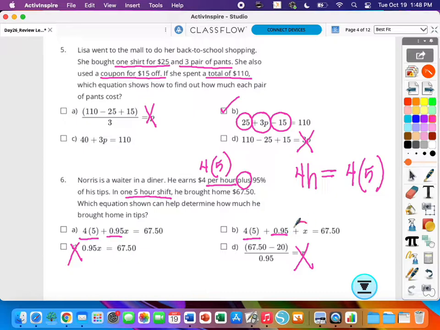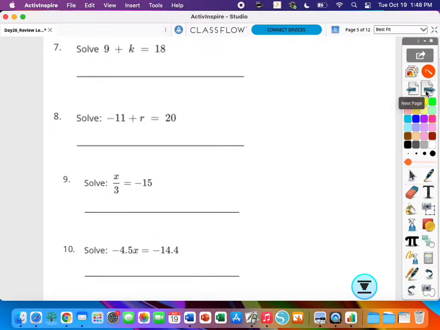You're not adding it to the variable like this one. You're multiplying it by the variable like this. So 4 times 5 plus 0.95 times x is going to equal 6750. A. Biggest thing in formulating equations is finding that total first.